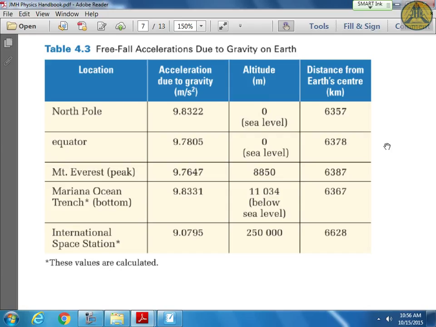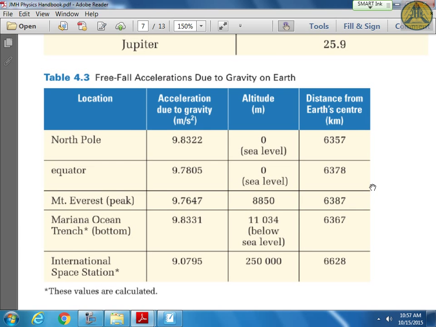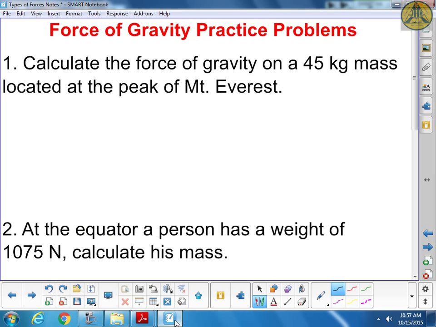I'm just going to do 2 of these, and then you'll have some time to practice on your own. First one says calculate the force of gravity on a 45 kilogram mass located at the peak of Mount Everest. Although the equation we're using is relatively simple, I'm going to take the same approach: read the question, write down what you know, apply the math, solve it out. So I'm trying to calculate the force of gravity, given the mass and given the acceleration due to gravity, 9.7647.